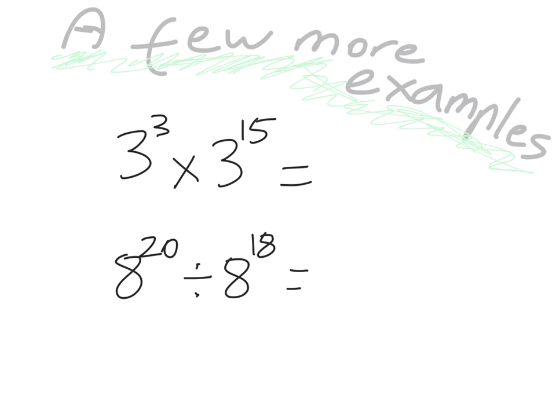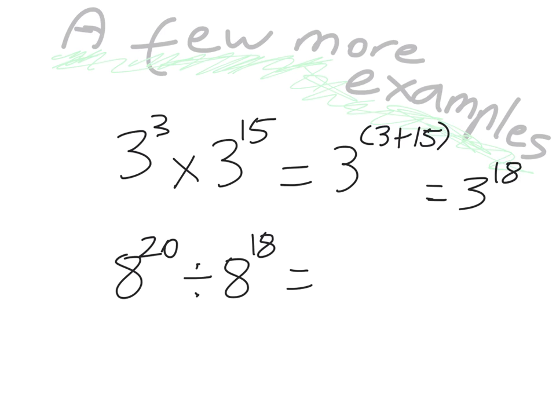Alright, so I'll write up the solutions now. So the way that you'd evaluate the top one, 3 to the power of 3 multiplied by 3 to the power of 15, is the same as saying 3 to the power of 3 plus 15. Okay, which equals 3 to the power of 18.